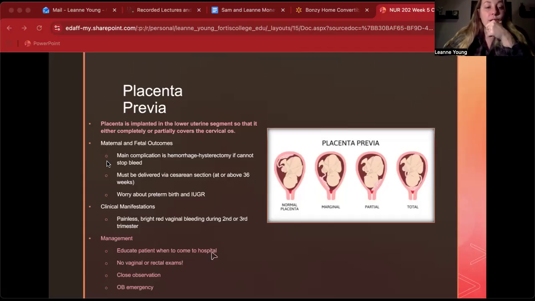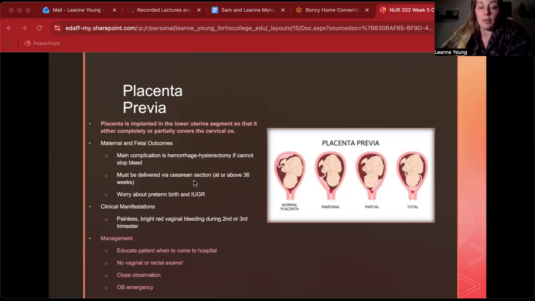Clinical manifestations. These moms, you're going to see that painless, bright red vaginal bleeding during the second or third trimester. Okay. So if moms have a complaint of bleeding later in the second or third trimester, we need to definitely have them come in to be evaluated. So educate our patient when to come to the hospital: if she's having any contractions, if she's not feeling her baby move, if she's having that bleeding.